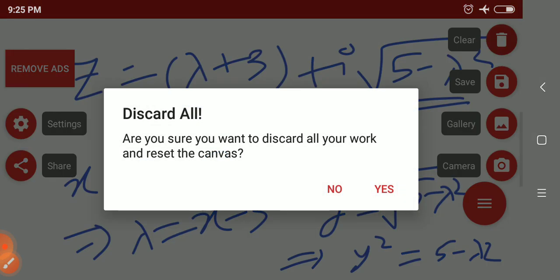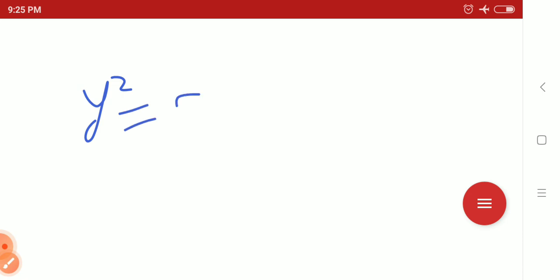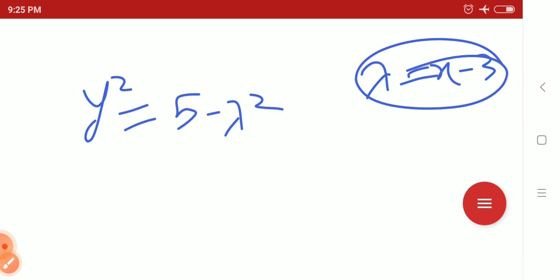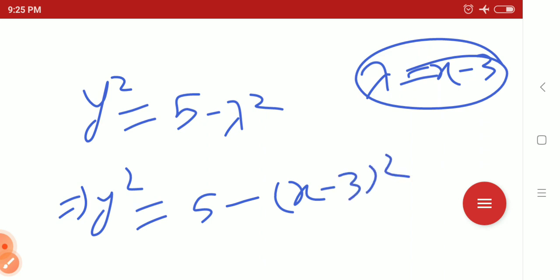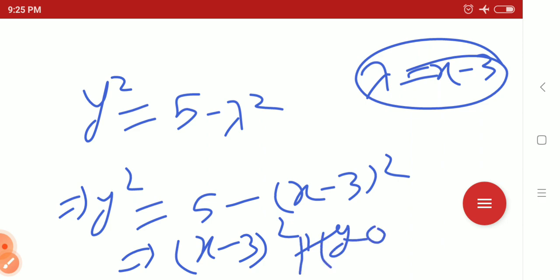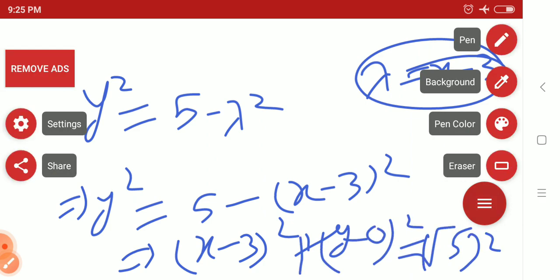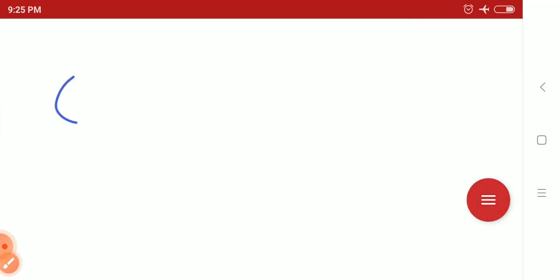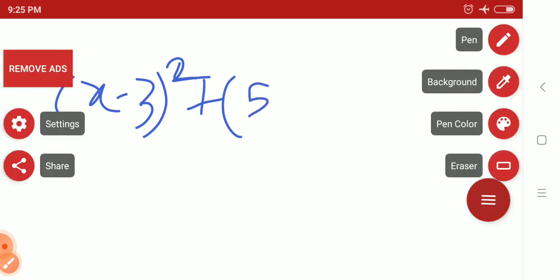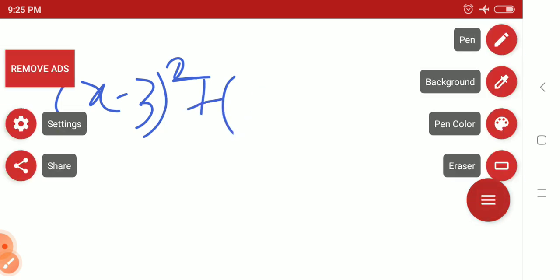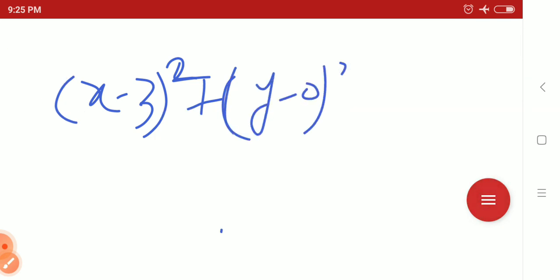So let us write y square equals 5 minus lambda square. Put lambda equals x minus 3 here. Y square equals 5 minus (x minus 3) whole square. So we can write (x minus 3) whole square plus (y minus 0) whole square equals root 5 whole square.